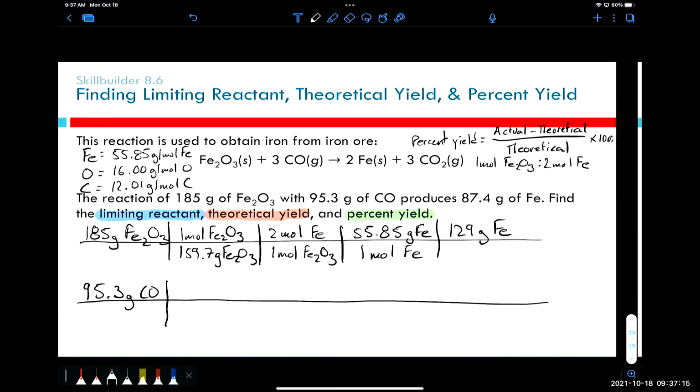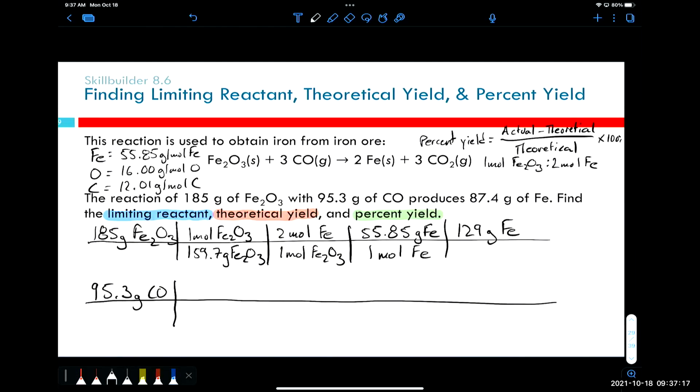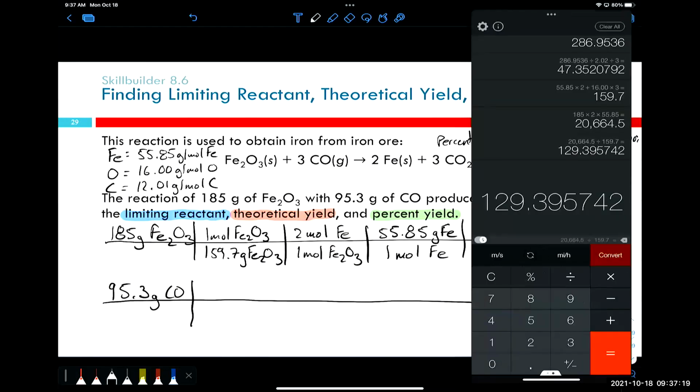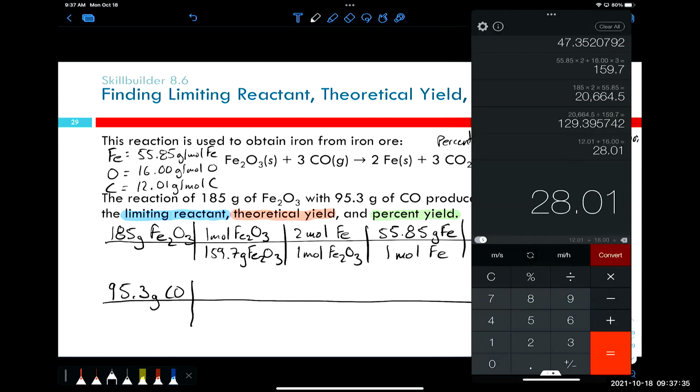So our first step is to convert from grams to moles. Carbon monoxide is just a single carbon, 12.01, plus a single oxygen, 16.00. We get 28.01 grams of carbon monoxide for every 1 mole of carbon monoxide.